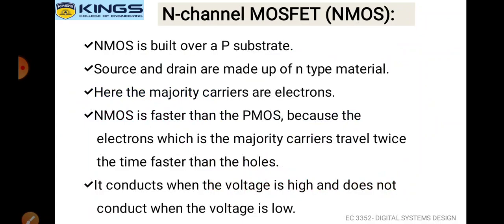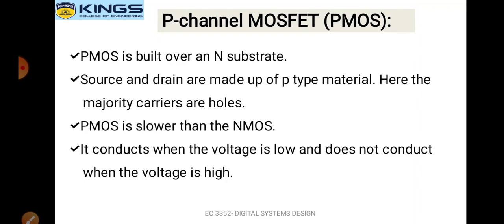N channel MOSFET. NMOS is built over a P substrate. Here the source and drain are made up of N-type material. Here the majority charge carriers are electrons. NMOS is faster than the PMOS because the electrons, which are the majority charge carriers, travel twice as fast as the holes. It conducts when the voltage is high. You have to remember this point. N channel will conduct only when the voltage is high and it does not conduct when the voltage is low. Okay. Next one is P channel MOSFET.